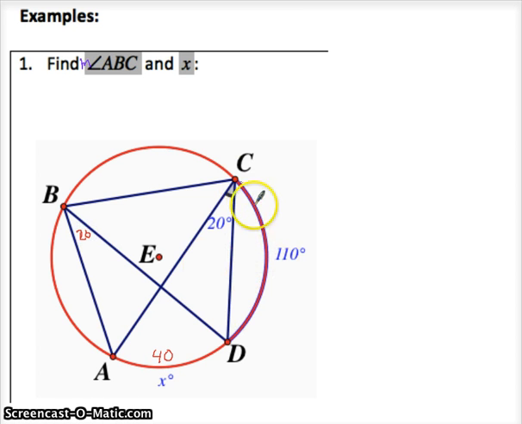If this is 110, are there any angles that intercept arc CD? Oh, there sure is. There's an angle right here, this angle at B, angle CBD. You can tell by those letters, CBD. Measure of angle CBD.